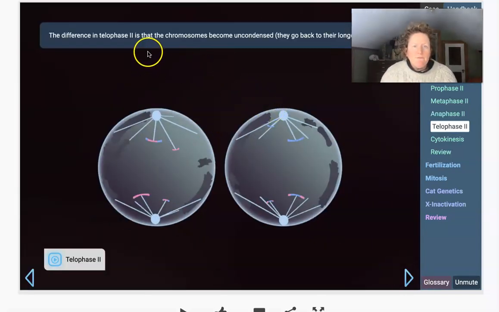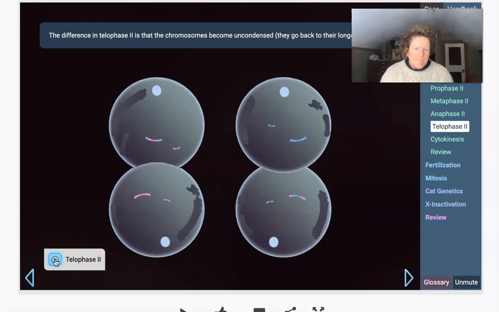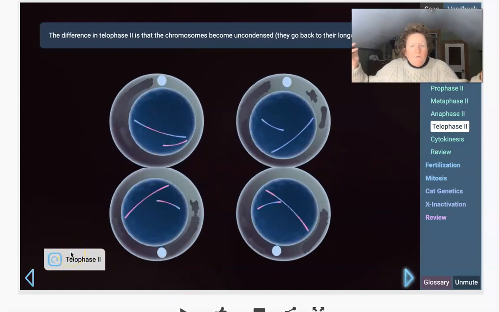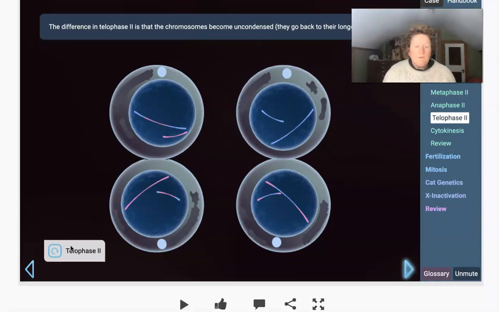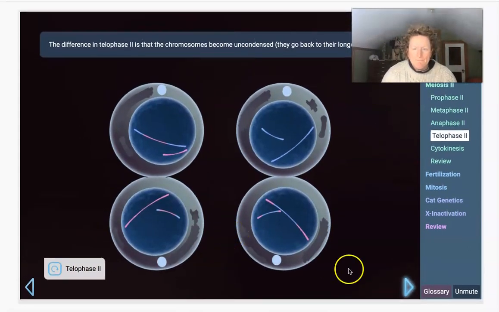The difference in telophase 2 is that the chromosomes become uncondensed. They go back to their longer shape. And so now the cells can just go back to being cells. They don't have to be all ready for division. And those chromosomes can unwind and go back to being their normal chromosomal cells.